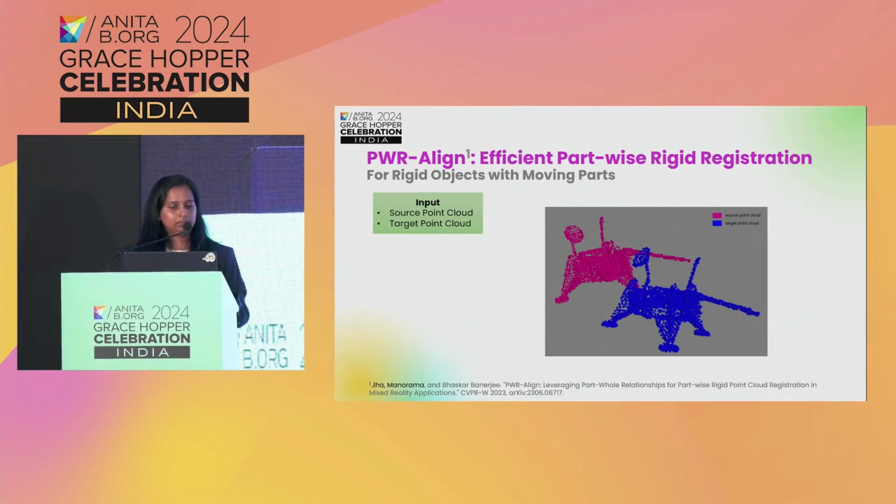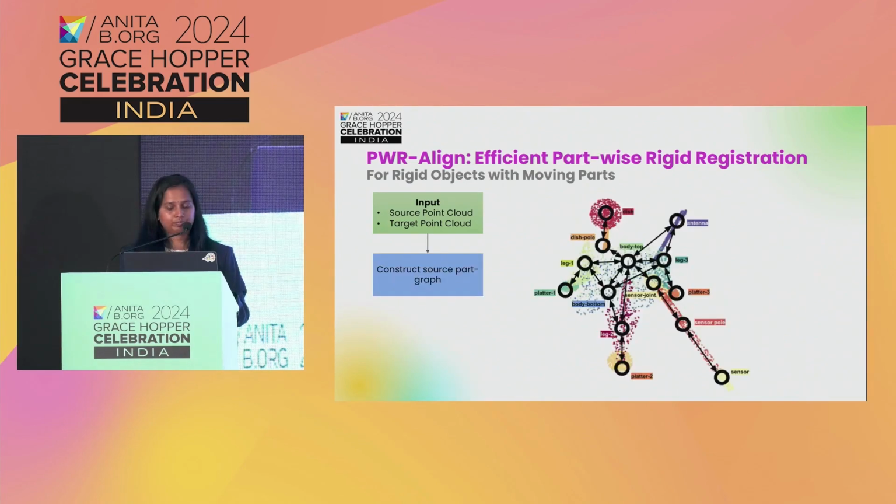Then maybe I can explain what steps I took to achieve a part-wise registration for this model, because it does have moving parts. First of all, we construct a source part graph. So part-wise, we have a graph, and for the entire part, we have a graph that we input to the registration module.